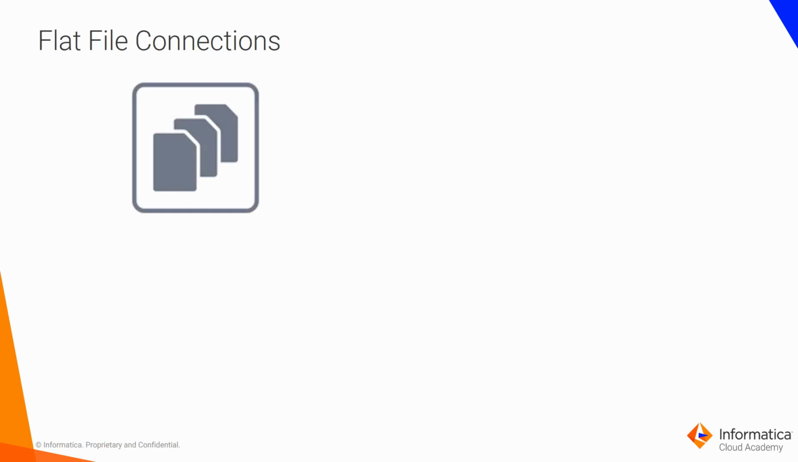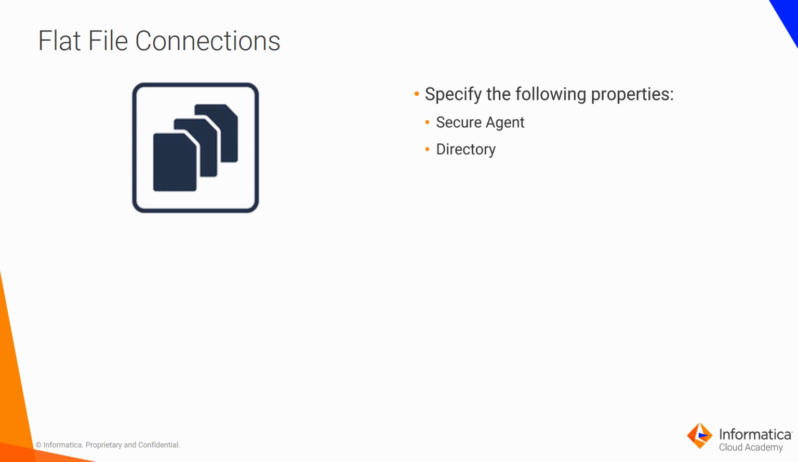When you create a flat file connection, you must also specify the following properties. The secure agent that Informatica Cloud uses to access the flat file in the local area network. The directory where the flat file is stored.